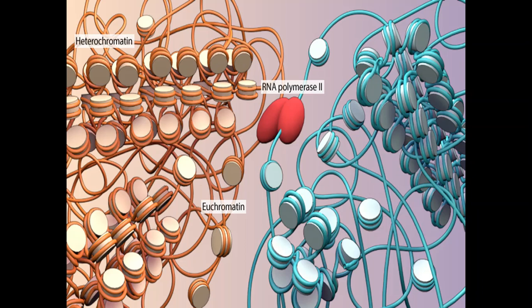So regions of the chromatin which are loosely packed during interphase are called euchromatin, and regions of chromatin which are densely packed during cell division are called heterochromatin.